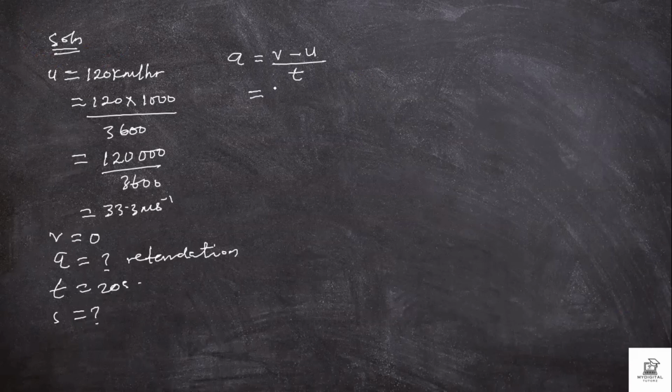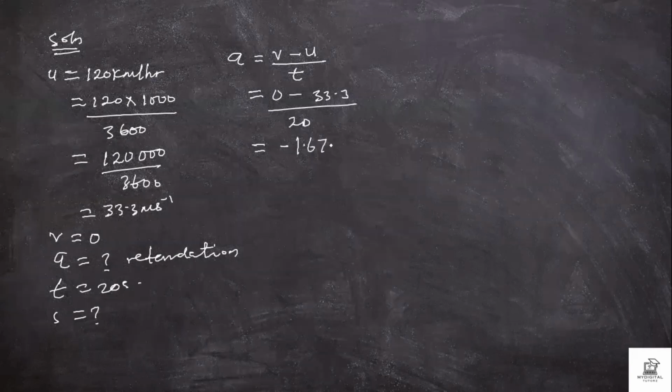So this will be final velocity 0 minus initial velocity, which is 33.3, all over time taken, which is 20. 33.3 divided by 20 will give us 1.67. Because it's a deceleration, we're having minus 1.67 meters per second squared.